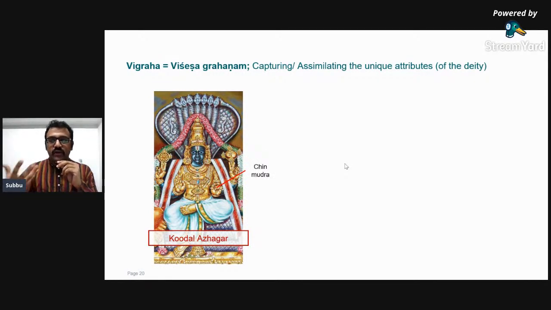Now comes the more standard form of the seated posture, where the Lord raises up one of his legs folded and the other leg floating on the ground. So he keeps one leg open and one leg is folded and kept above. So this is the Vigraham of Kudal Alagar in Madurai. The Lord is seated on the Ananta. He has got the Shankha Chakram, just like we saw in Vaikuntha, the Lord of Paramapadam. But the remaining two hands are not free.